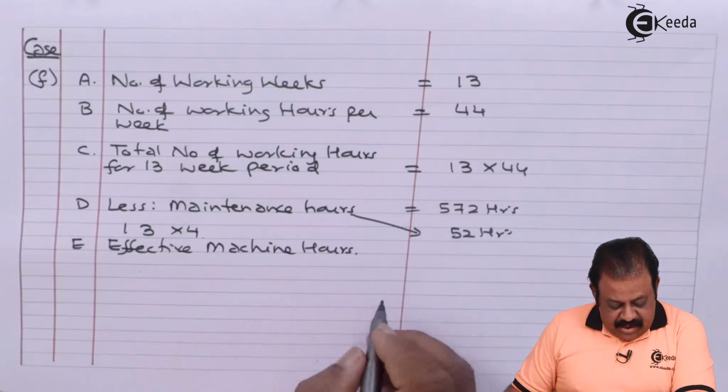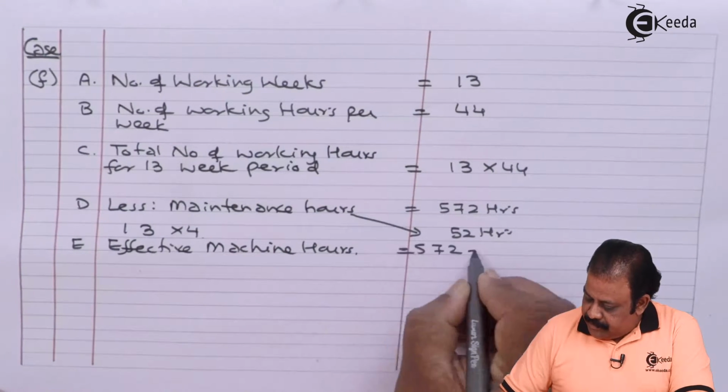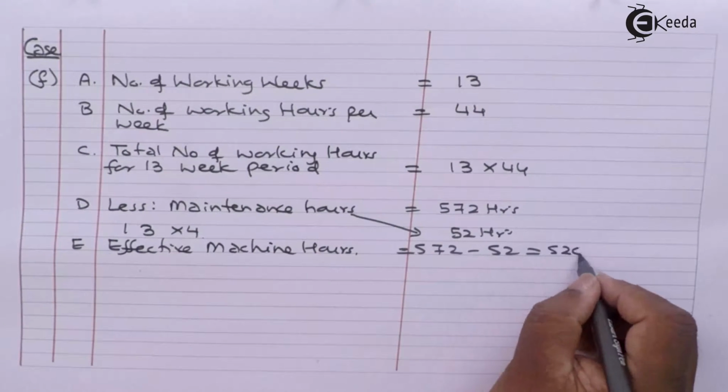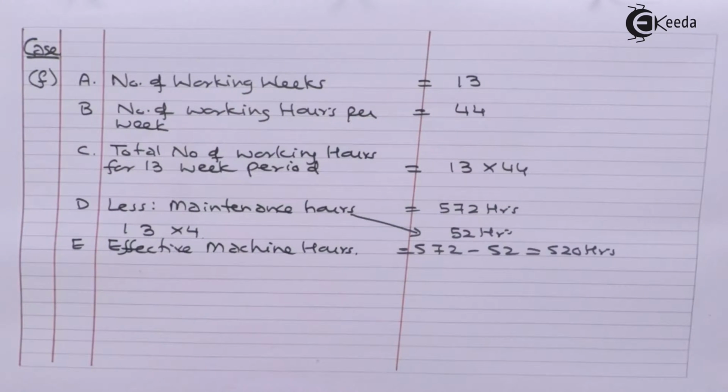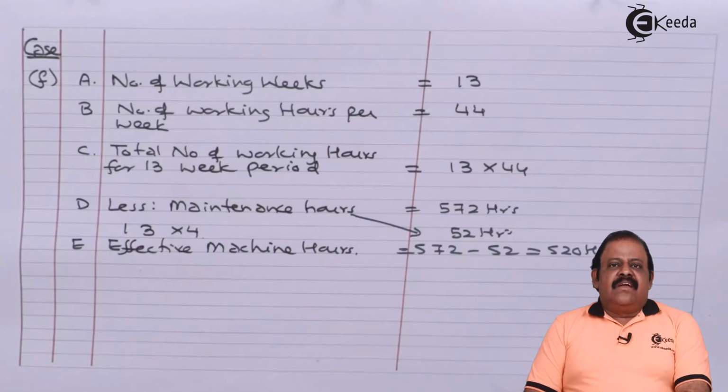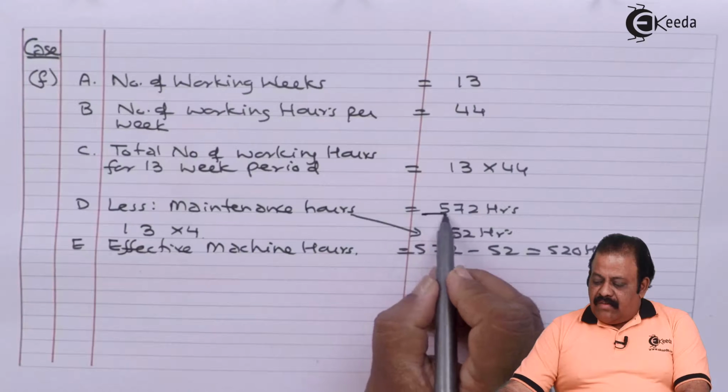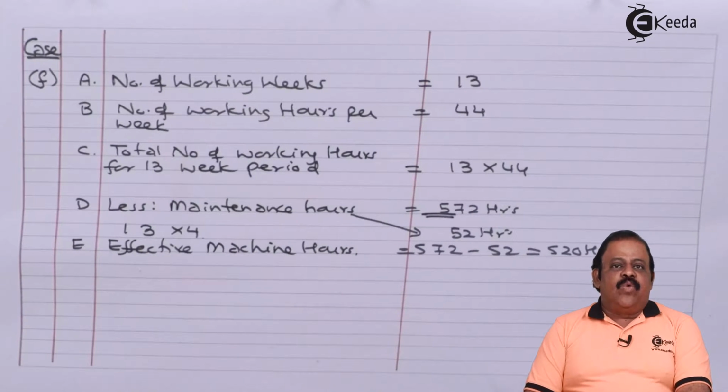So effective machine hours will be 520 hours. Setting up time is considered as productive, so it will be included in working hours. Therefore, it is not calculated or deducted anywhere. It is included in this total hours of 572 hours.